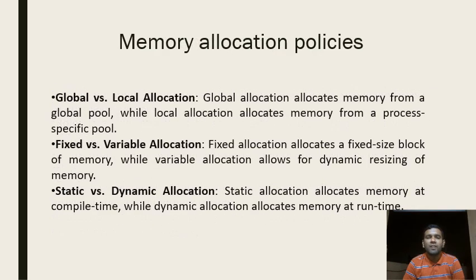Next, let us look at memory allocation policies. First, it is about global versus local allocation. Global allocation allocates memory from a global pool while local allocation allocates memory from a process-specific pool. Fixed versus variable allocation: fixed allocation allocates a fixed size block of memory, while variable allocation allows for dynamic resizing of memory. Static versus dynamic allocation: static allocation allocates memory at compile time, while dynamic allocation allocates memory at runtime. These are the memory allocation policies.